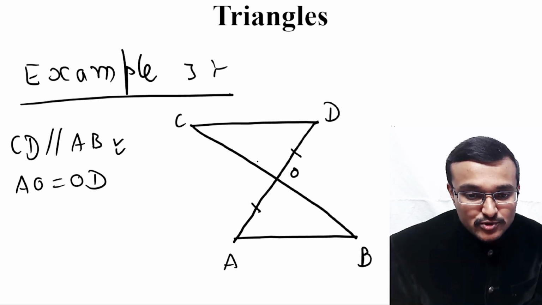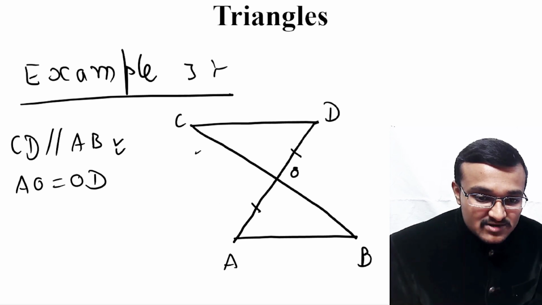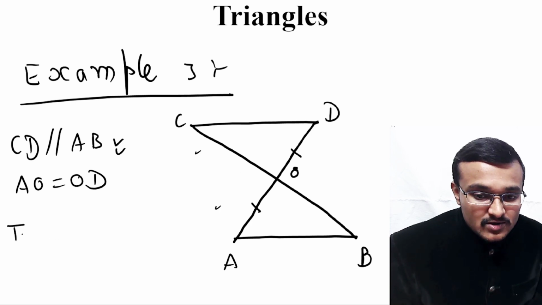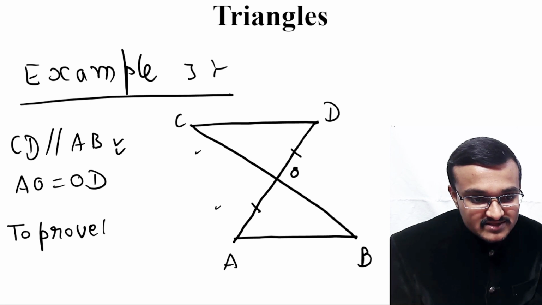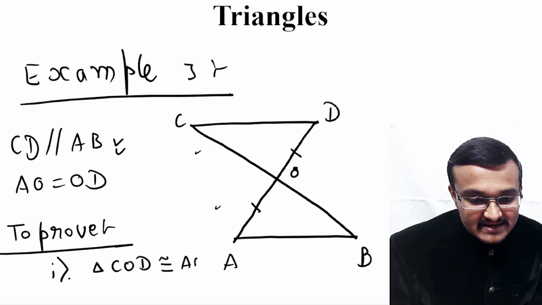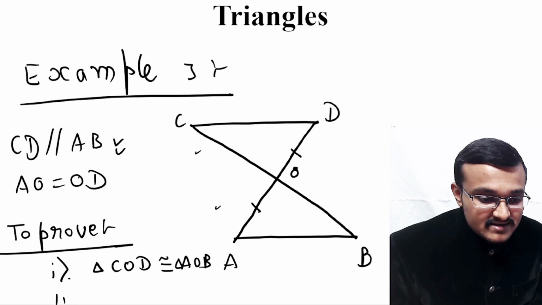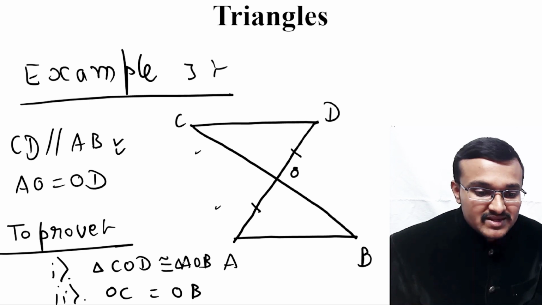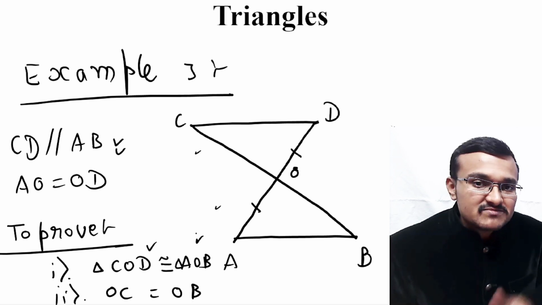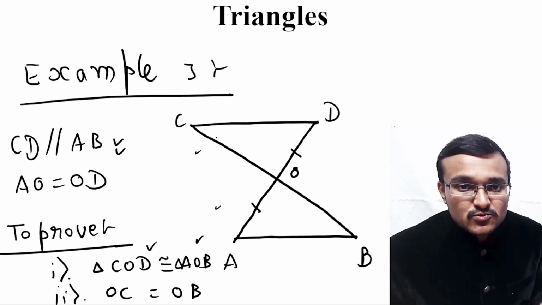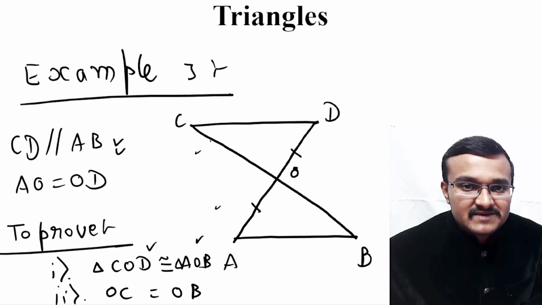Based on this data, you have to prove that these two triangles are congruent with each other, and you should also prove that CO is equal to OB. So what we need to prove in this particular example is that in the first problem you have to prove triangle COD is congruent with triangle AOB, and in the second question in the same example you have to prove OC is equal to OB. If COD and AOB become congruent, then obviously OC will be equal to OB, and if OC is equal to OB, then O is the midpoint of CB as well.